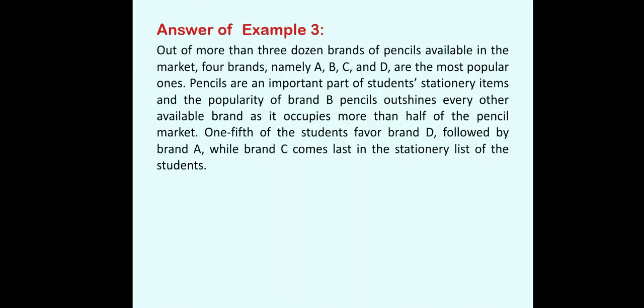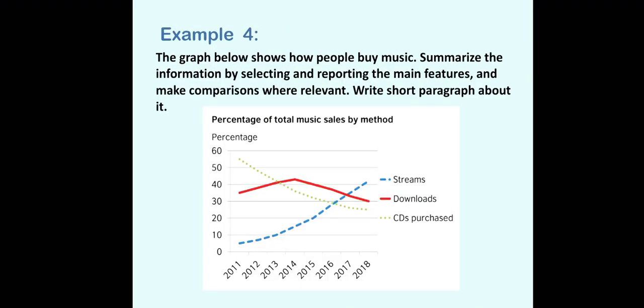Here I have written very briefly: out of more than 3 dozen brands of pencil available in the market, 4 brands, namely A, B, C and D, are the most popular ones. Pencils are an important part of student stationery items, and the popularity of brand B pencils outshines every other available brand as it occupies more than half of the pencil market. One-fifth of the students favor brand D, followed by brand A, while brand C comes last in the stationery list of the students. So in this way, you can write your answers.